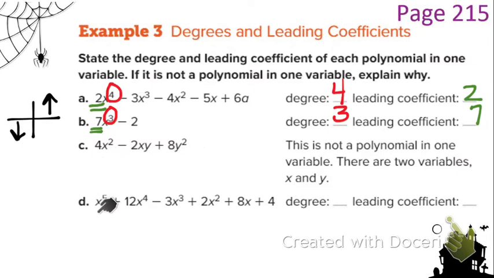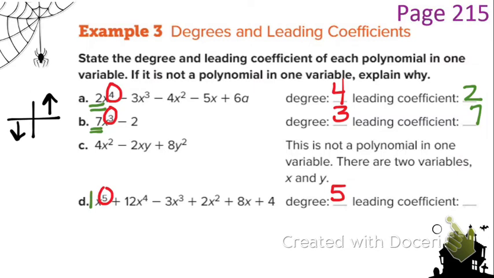All right, our last question, what about D? What would be my degree? 5. So your degree is 5. Now this is the tricky question. What about the leading coefficient? It's a 1. There's an invisible 1. It's not 0. Okay, leading coefficient can't be 0. So when you don't see a number in the front, that means that it is 1.